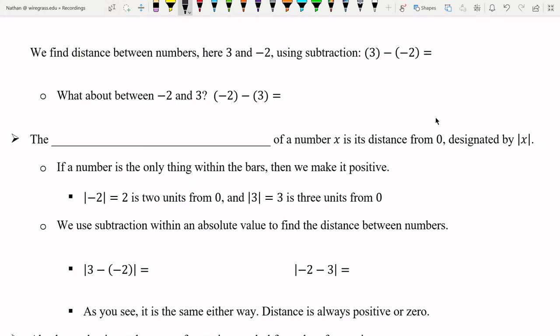We find distance between two numbers using subtraction. So between 3 and -2, we just subtract them. 3 minus -2 is 3 plus 2, and 3 plus 2 is 5. What about between -2 and 3? Subtract them. -2 minus 3 is -5.